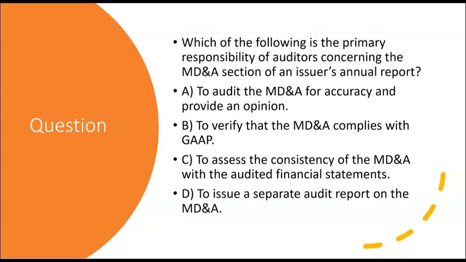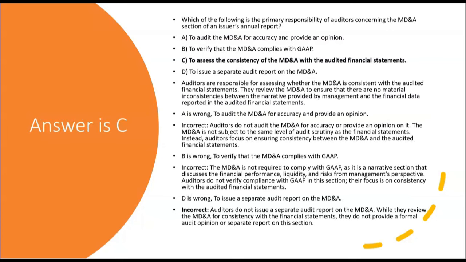How about this one? Which of the following is the primary responsibility of auditors concerning the MD&A section of an issuer's annual report? A says to audit the MD&A for accuracy and provide an opinion. No. B, to verify that the MD&A complies with GAAP? No. C, to assess the consistency of the MD&A with the audited financial statements? Yeah, that sounds pretty good. D, to issue a separate audit report on the MD&A? No. C is correct. Auditors are responsible for assessing whether MD&A is consistent with the audited financial statements.